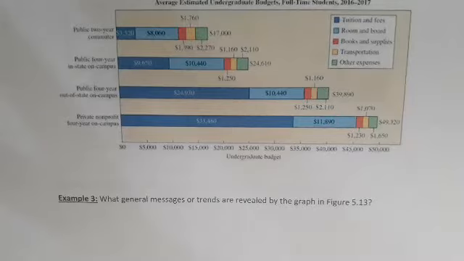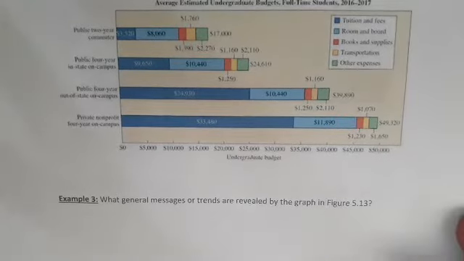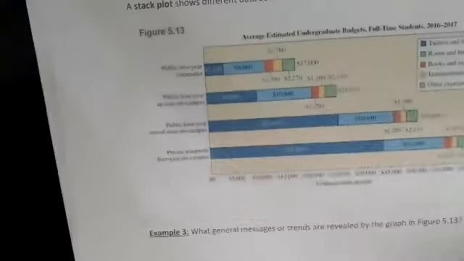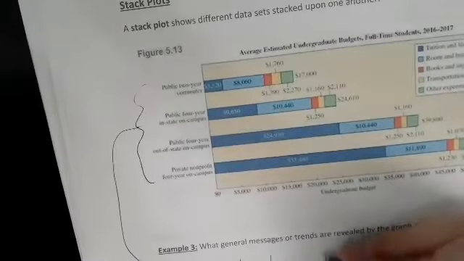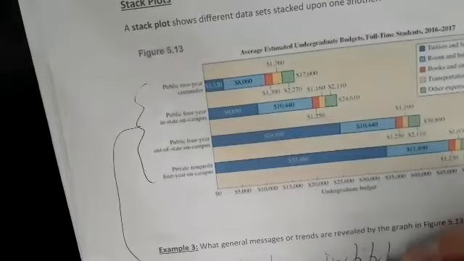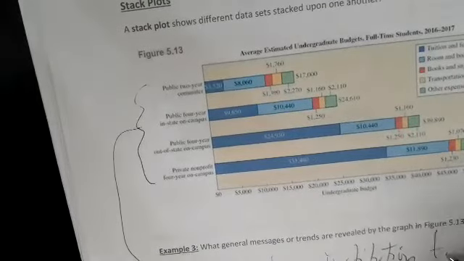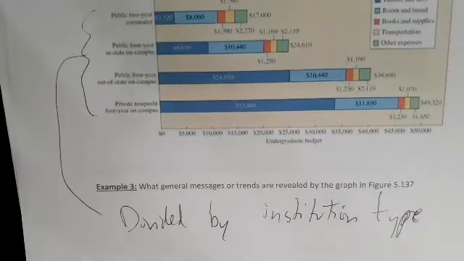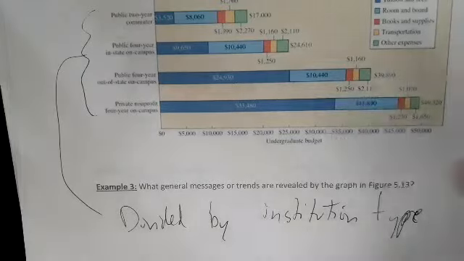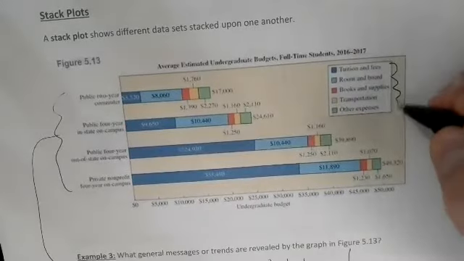Ooh, I talked about a few of them already. So these horizontal bars are divided by institution. Their bars are further divided into categories of expenses.